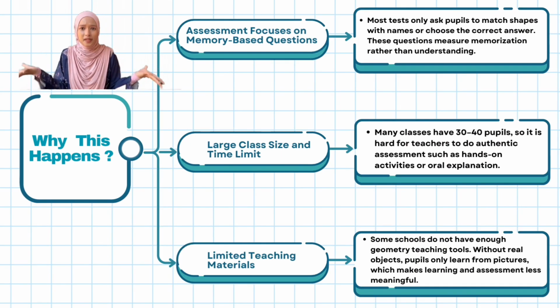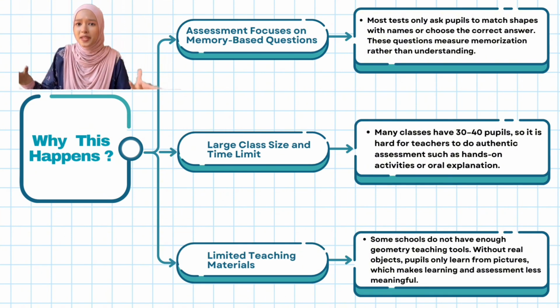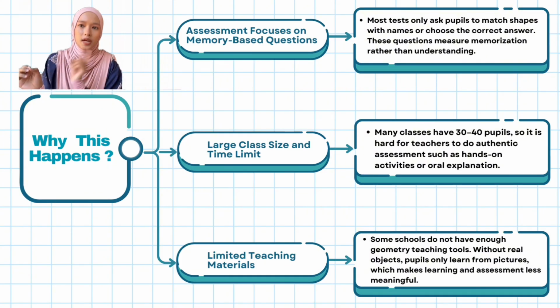Why does this happen? Most classroom assessment focuses only on memory-based questions. Teachers usually ask people to match shapes with their names or choose the correct answer. These types of questions mainly measure memorization rather than true understanding. People may remember the shape names for the test, but they may not understand the characteristics such as the number of faces, vertices, and surfaces. There are several reasons why this happens.